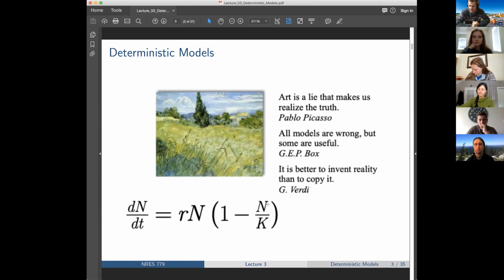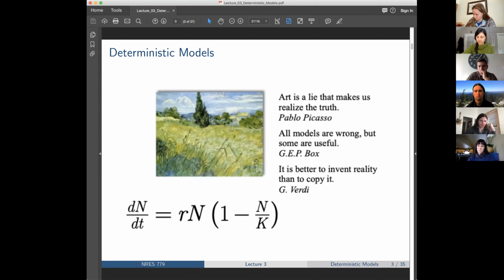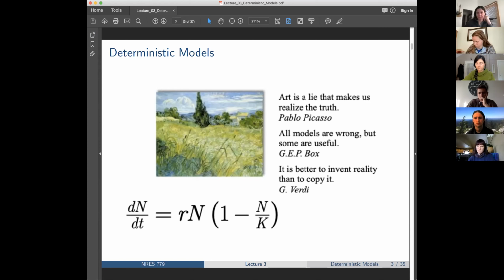So Mia submitted this model, I believe, as her process model. Is that right, Mia? Yes, that's right. Oh, okay. Yeah, so this is a common deterministic model used in ecology, probably taught in all ecology courses, where R represents the intrinsic population growth rate, N is population size at time t, and then K is carrying capacity.